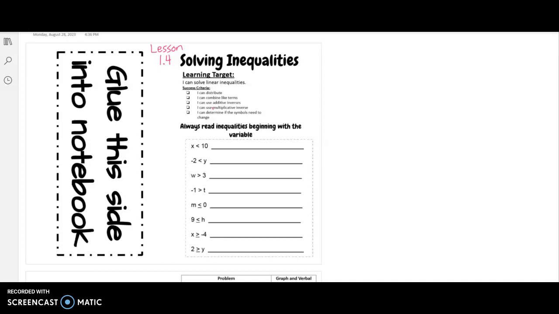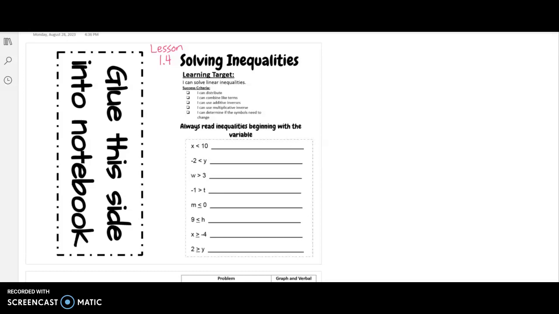Good morning. Today we are looking at lesson 1.4. Sorry, I didn't mean to leave that off of the note, so you may want to write it on there. This is lesson 1.4, solving inequalities. Our learning target will be: I can solve linear inequalities.